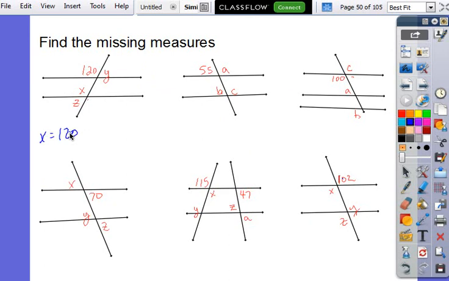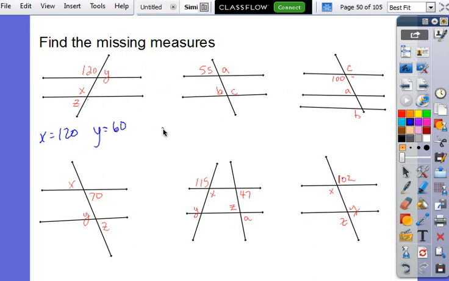If I go to Y, what kind are 120 and Y? They make that 180. They make a line. What are they called? Linear pair. What does a linear pair do? Makes a line, which means it is 180. So that means Y has to be 60 because 180 minus 120 is 60.